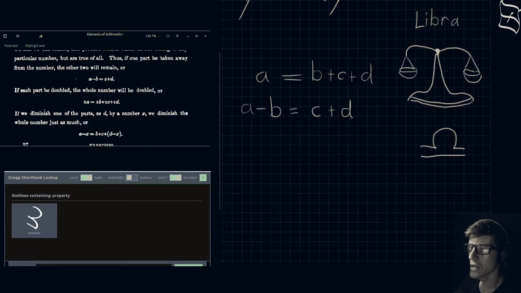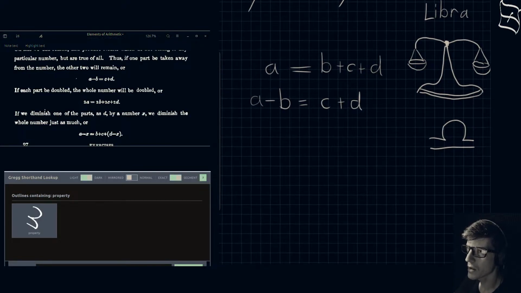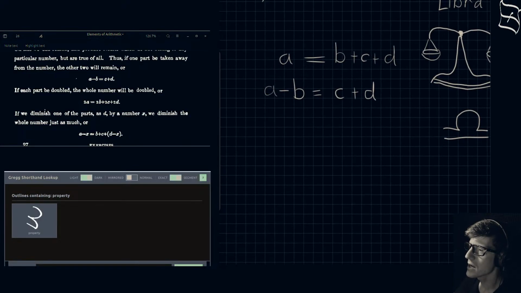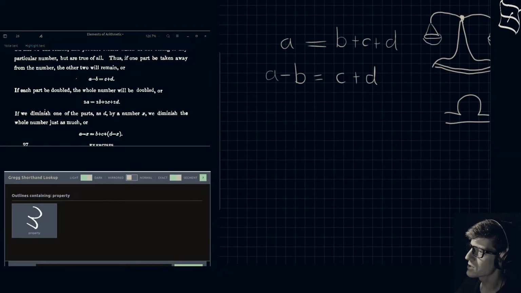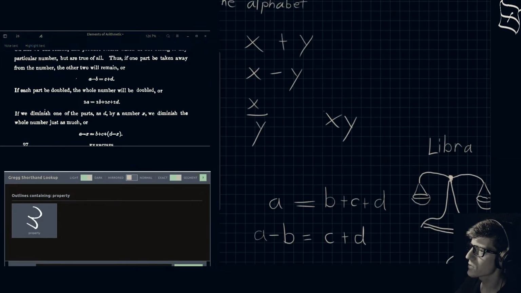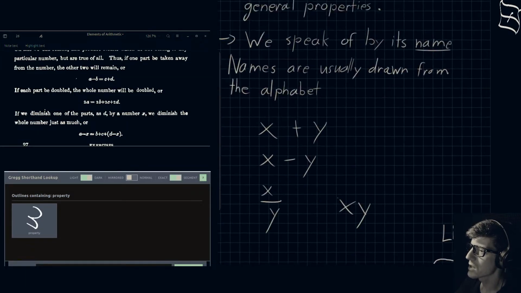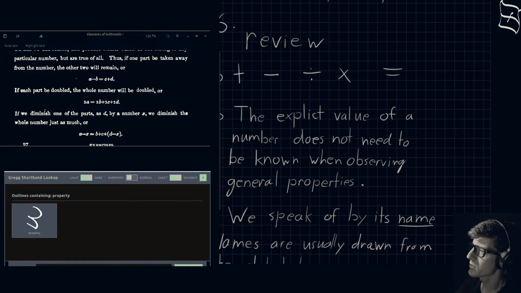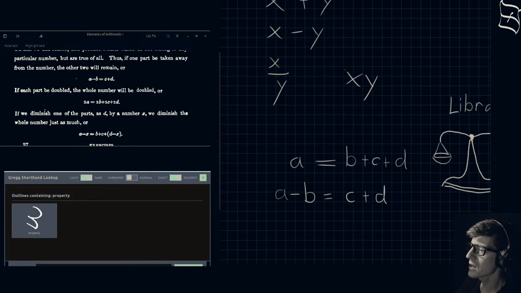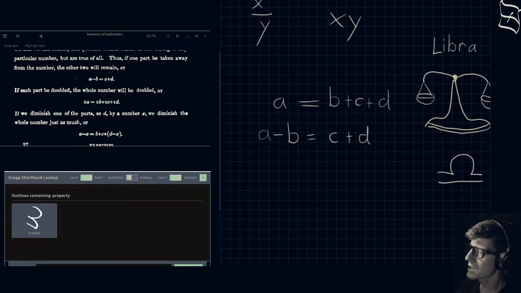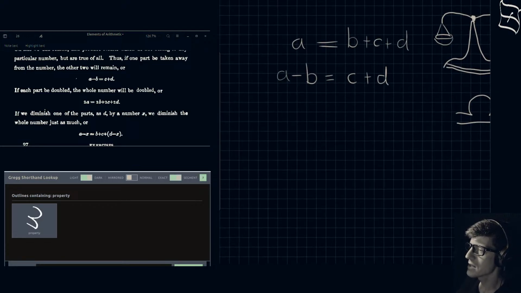Okay? If each part be doubled, the whole number will be doubled. Or, right? So this is an example of where we took one away, we took B away, and we took it away from A as well. So it's A minus B is equal to C plus D. Once again, remember, we are talking about the final operation of arithmetic, which is equality. Comparison. Comparison, we're comparing values. We're comparing a total sum with the result of an operation. All right? So this is one instance.